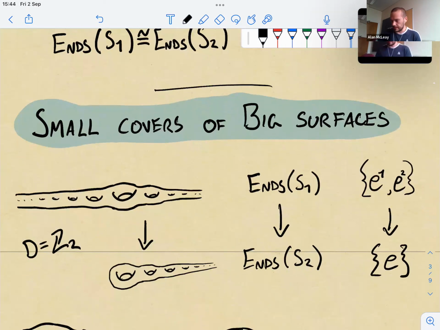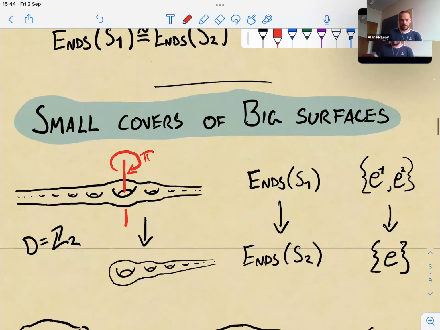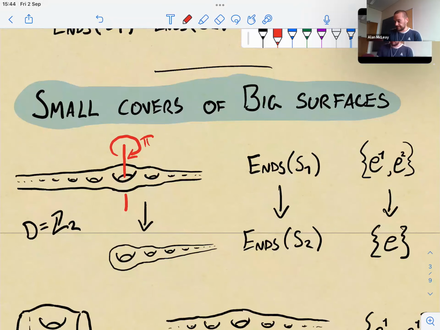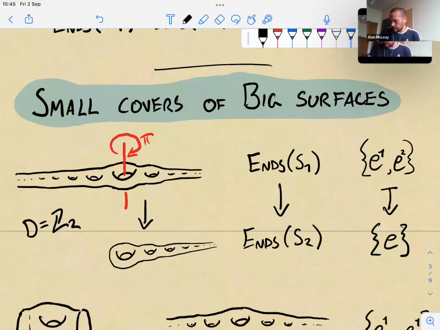Here's the first one. And again, just because we're dealing with infinite type surfaces doesn't mean my imagination has improved much. So here's my axis of rotation, and I'll rotate by pi. And yes, this is a covering space. So it's the ladder covering the monster. And you get this induced map on the end space from this as well, from the ends of S1 to the ends of S2. And the map looks something like this.